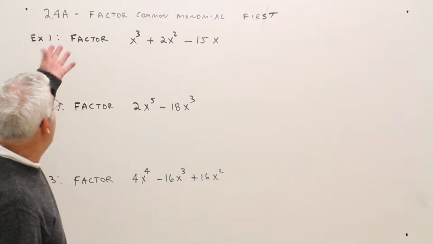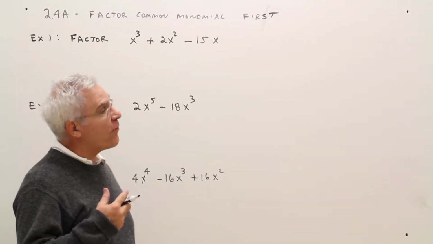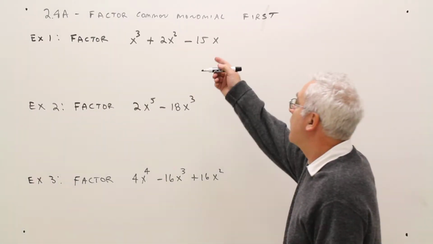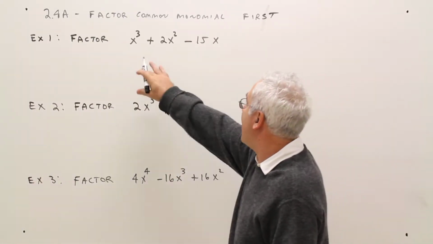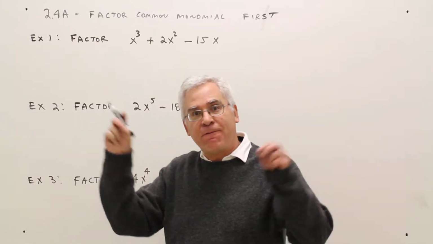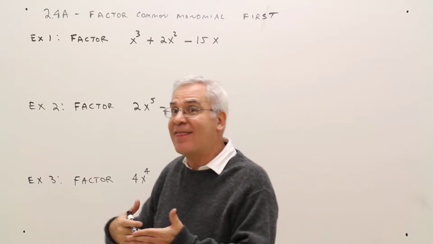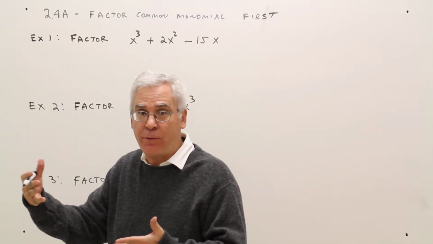Welcome to video 2.4a, factor common monomial first. All right, got three examples, here we go. So what you want to do in each and every term, first see if you can factor out any numbers and variables, and then try to factor what's left over.